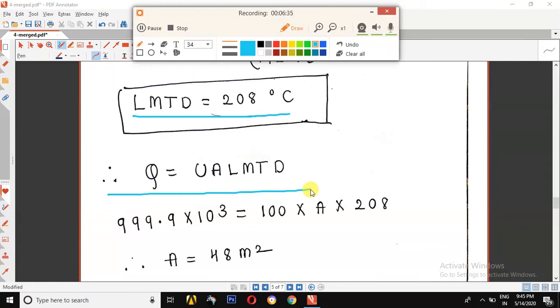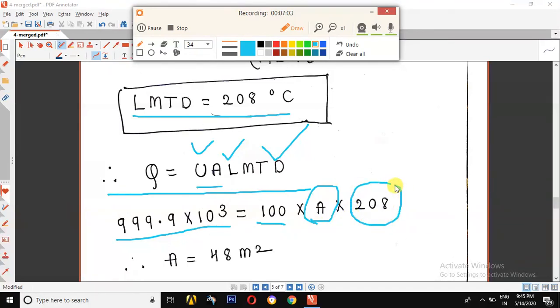Q equal to U A LMTD. Here U is overall heat transfer coefficient. A is surface area of the heat exchanger. Q equal to 999.9 kilowatt. Overall heat transfer coefficient equal to 100 watt per meter square Kelvin. Surface area of the heat exchanger is unknown to us. Already we calculated LMTD 208 degrees Celsius. Therefore, surface area is 48 meters square.